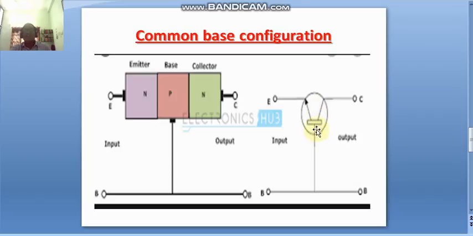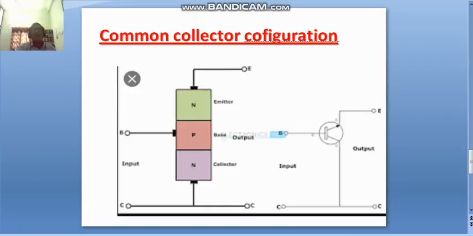In this case, base is connected to input as well as the same base is connected to output. We give the input between emitter and base terminal, and we take the output between collector and base terminal. This is the circuit diagram of common base. Similarly, come to common collector configuration.